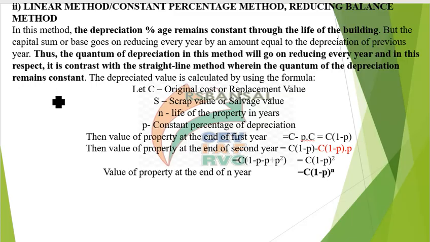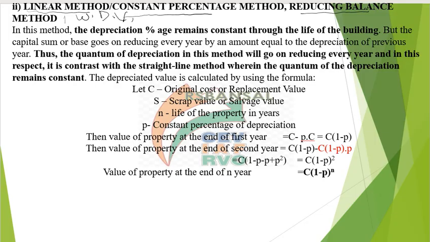Then the second method is the linear method. It is also called the constant percentage method or reducing balance method, or sometimes it is also called the written down value method. So the written down value method is generally used by accountants for writing the value of the asset in the books of accounts. So what is the difference?